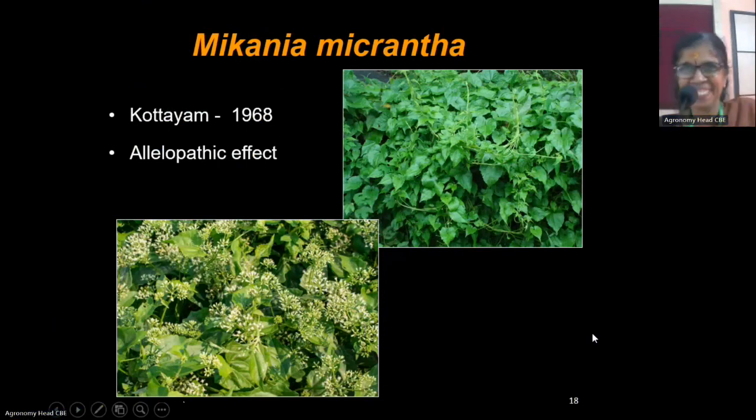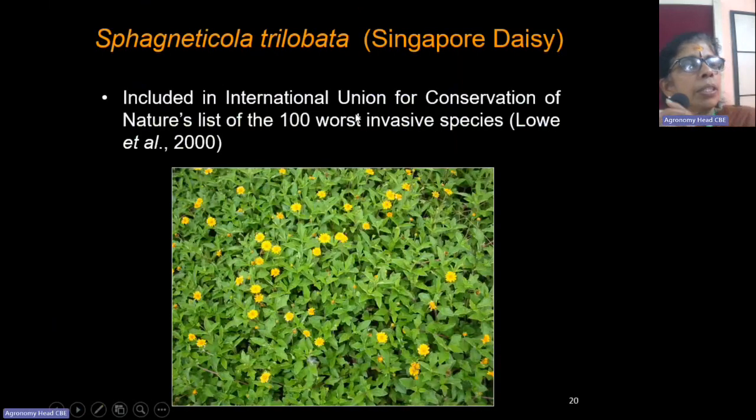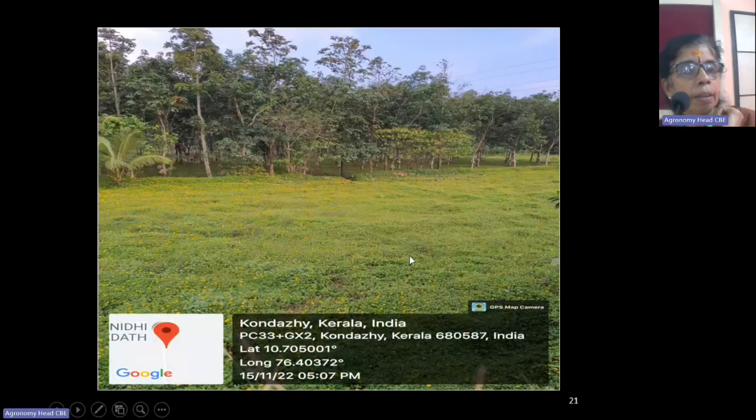This is at the TNAU center, how it climbs and establishes and flowers, with profuse flowering. Okay, so this is Singapore daisy, and this is included in the 100 worst invasive species as per the IUCN list. And this again was introduced as an ornamental, and it is a very difficult plant to remove because of its very good resistance; even the strongest herbicides are not effective.